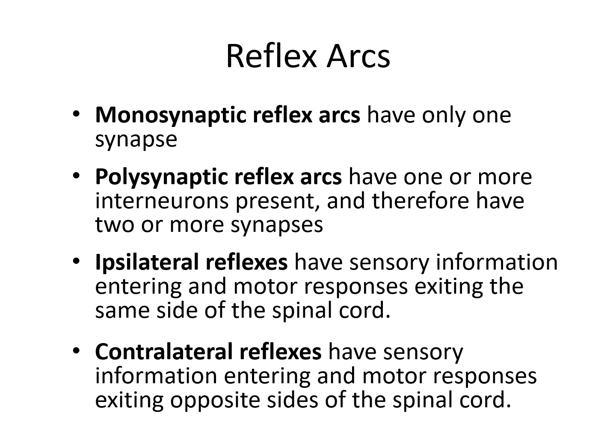Reflex arcs come in a few different forms, so I'm going to throw a bit more terminology at you here. First of all, we can have what's called a monosynaptic reflex arc. Mono means one, so there's only one synapse. So in this case, we only have 2 cells.